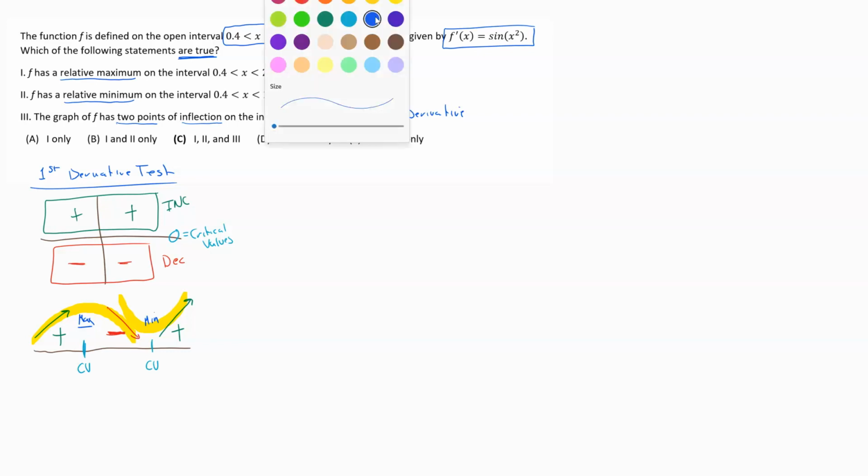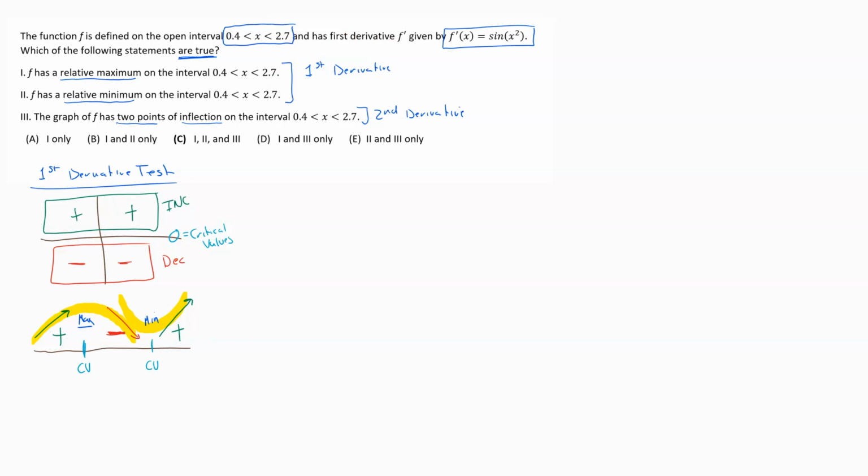So the first thing we'll do is go look at that. And to do that, all we have to do is go ahead and graph this derivative equation. So y equals the sine of x squared. They don't actually ask us for the specific places that these things happen, so we don't need to find out where it's happening. We just need to know if it's happening or not. So we're going to graph this, and then we're going to look for those places where it crosses the x-axis, because wherever it crosses the x-axis, those are our critical values, and those are the places where we potentially could see a max or a min occurring.